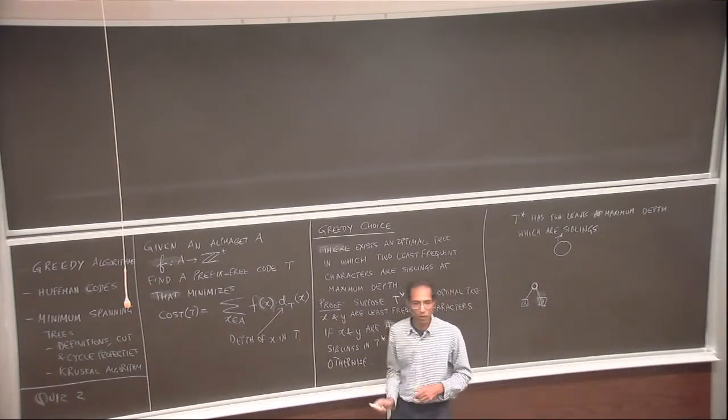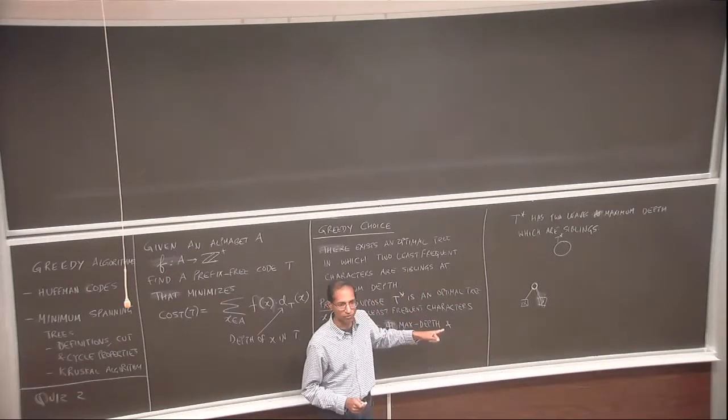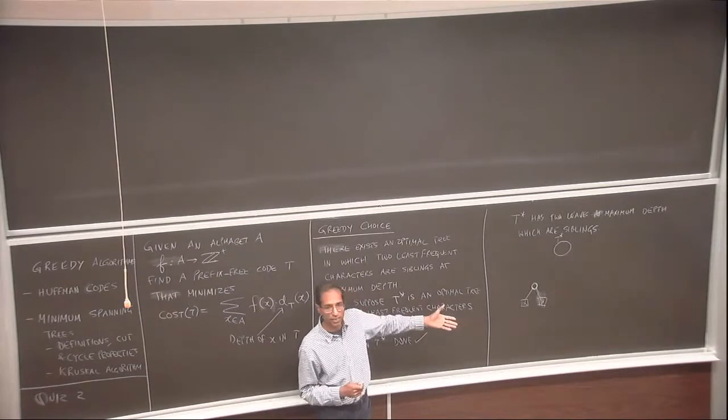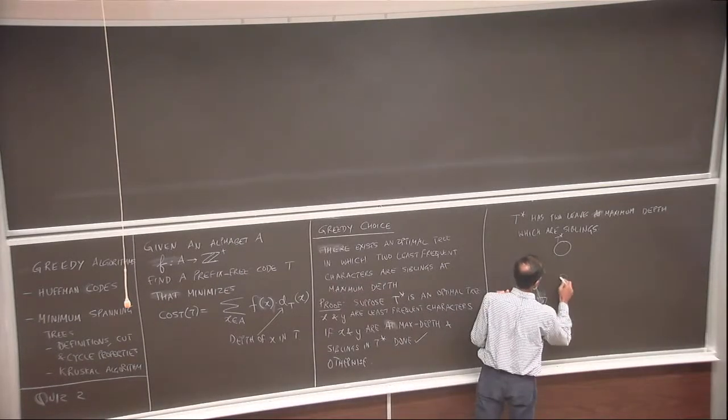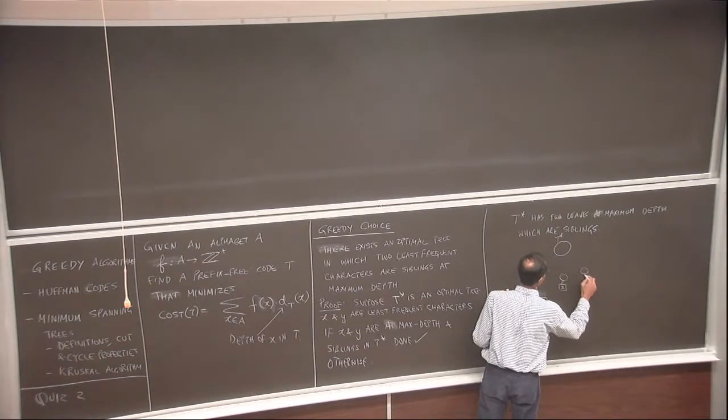We want x and y to be there, not alpha and beta. Okay? But of course x and y are there somewhere, right? Let's say x is sitting here. Let's say y is sitting here.